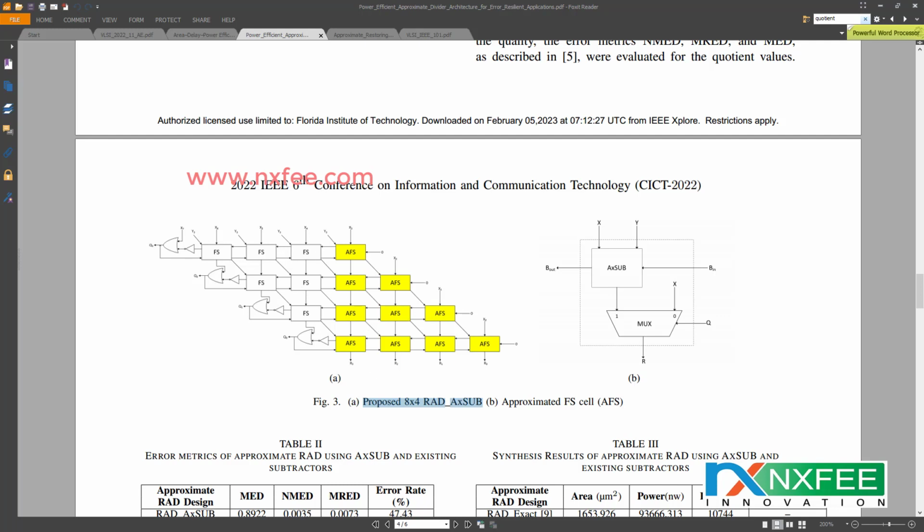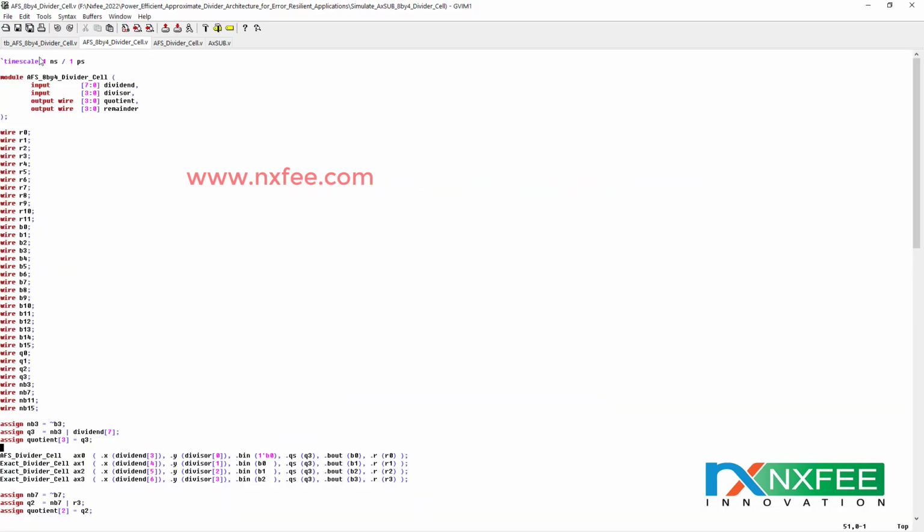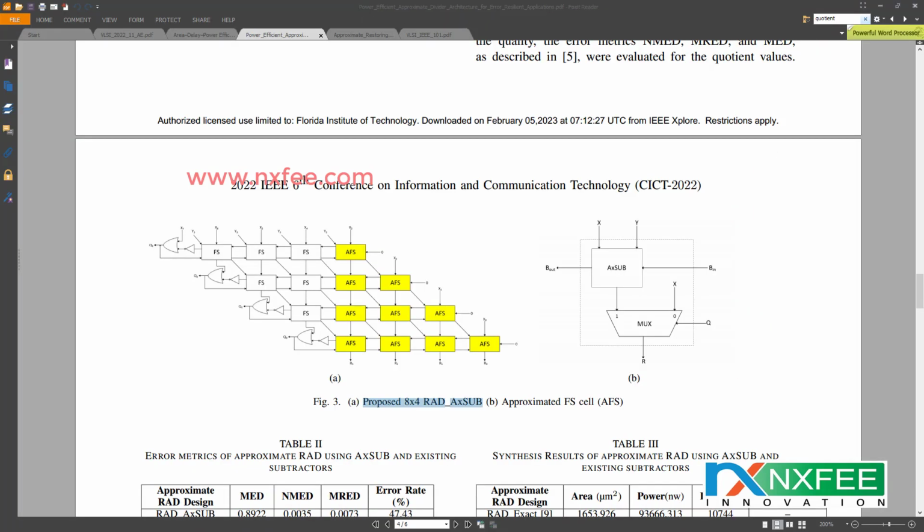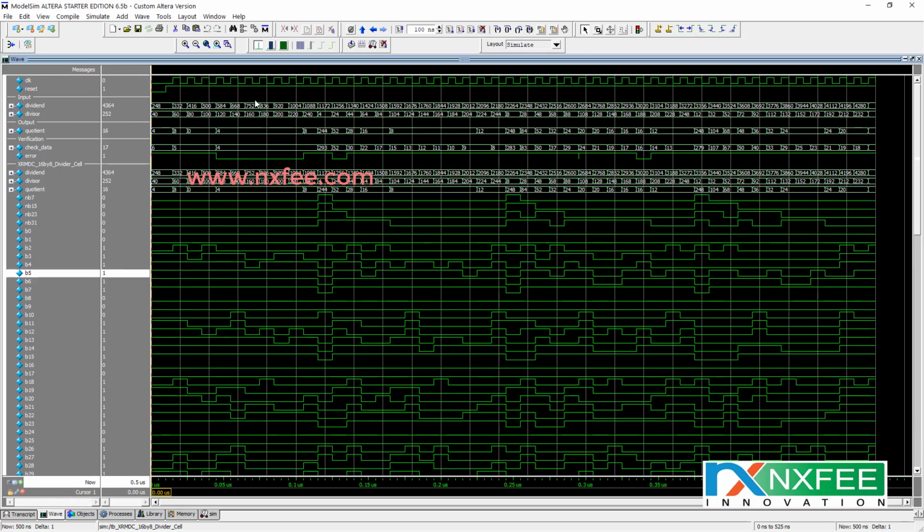Here we can verify the coding part. This is a top module for the AFS 8 by 4 divider cell. Here we have used 8 by 4, which means 7 down to 0 is the dividend, 3 down to 0 is the divisor, and the quotient and remainder. As per the architecture, the AFS divider cell is used in the first cell. After that we have used an XOR divider cell. This level of simulation we have presented here.